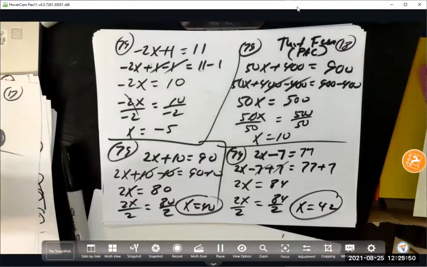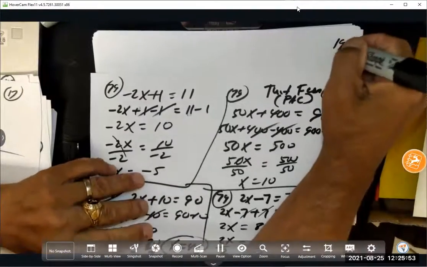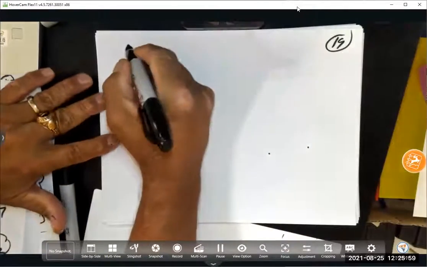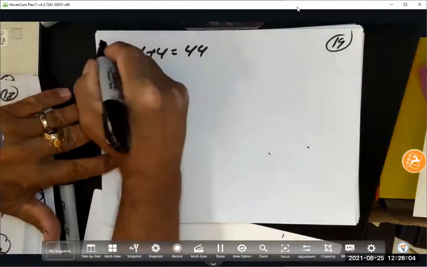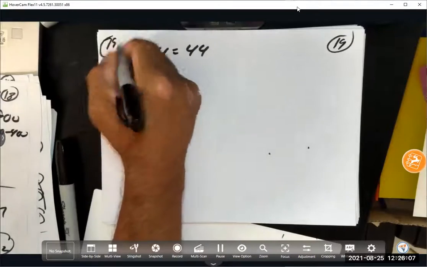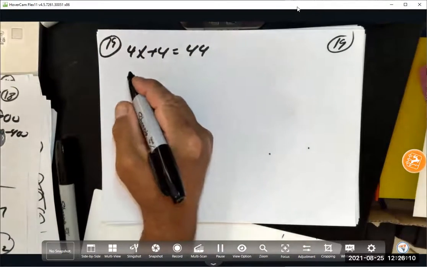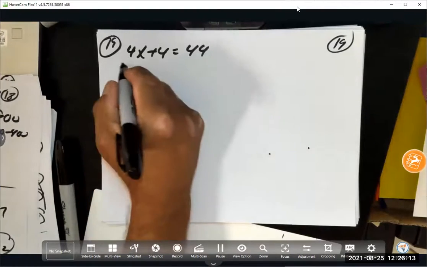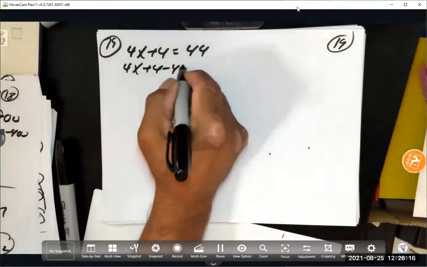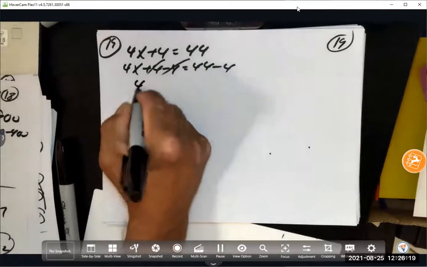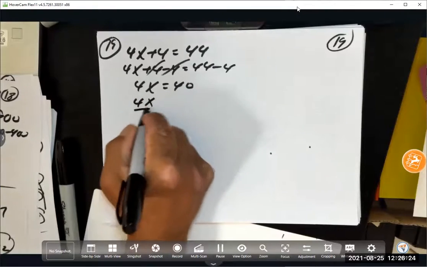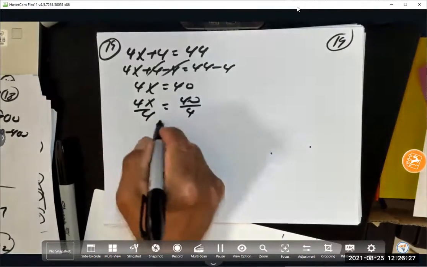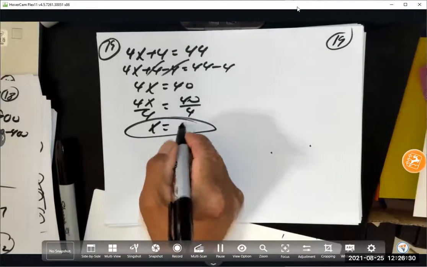Okay. So let me do a couple more of these and then I'm going to stop right here. Same problem. How about this? How about 4x plus 4 equals 44? This is like number 79. So how do you solve it? Tell me. Minus 4. Because it's plus 4, you go minus 4. These are gone. So 4x equals 40. Then what? Divide by 4. Divide this one by 4. Divide this one by 4. So x is, give me a number. 10. 10. Okay.